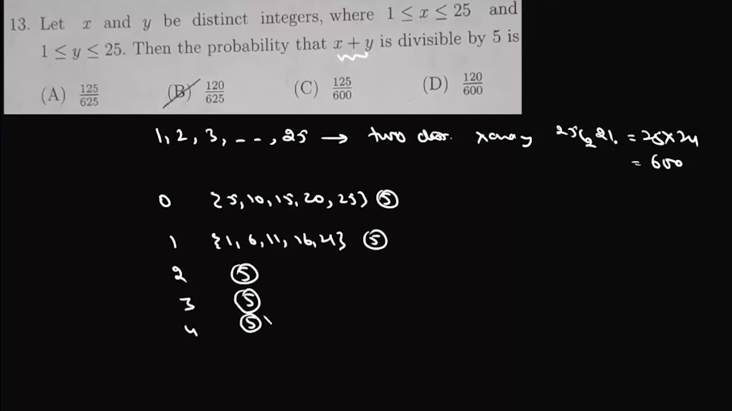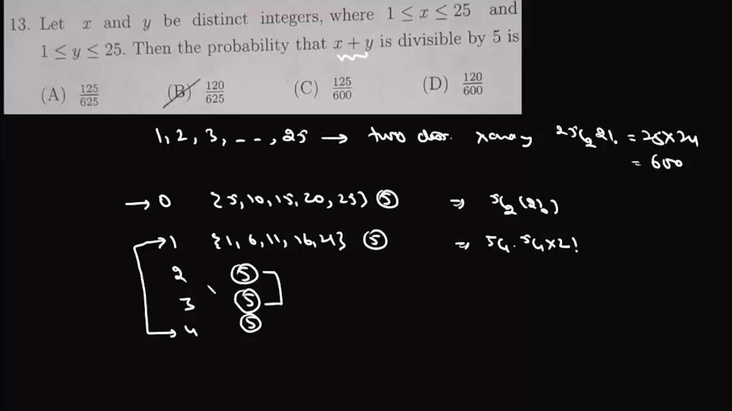Now this sum will be divisible by 5 if both of them belong to the remainder 0 set. In which case the total number of ways will be 5C2 into factorial 2, or when one of them leaves the remainder 1 and the other one leaves the remainder 4. In this case it will be 5C1 into 5C1 into factorial 2, and the same way if one of them leaves the remainder 2 and the other one leaves the remainder 3, it will be 5C1 into 5C1 into factorial 2.